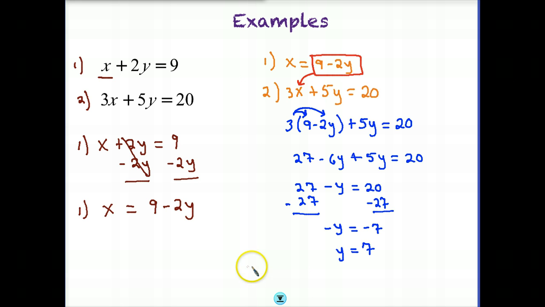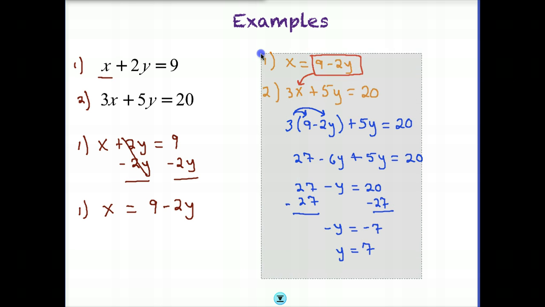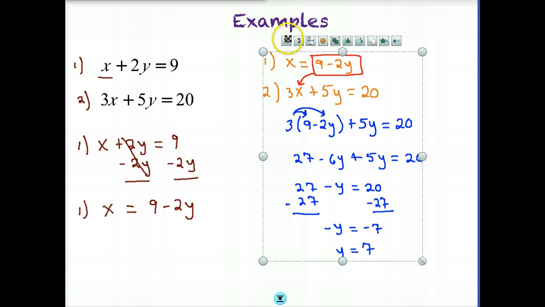My final answer then, x, oh, I don't know x yet, so I don't have a final answer, sorry. We're almost there. We know that y is equal to 7, so we need to substitute that into an equation. So let's go ahead and substitute that into this first equation since it's already solved for x. So what I'm going to do, move some of this over so that we have some room.